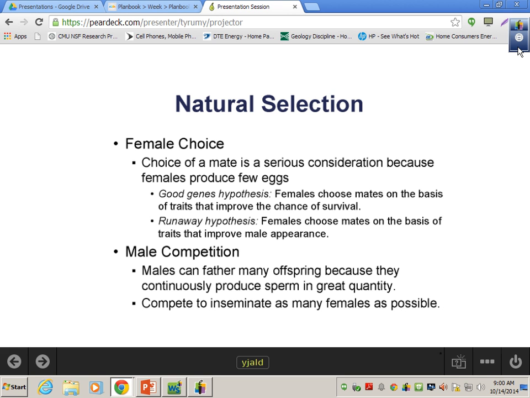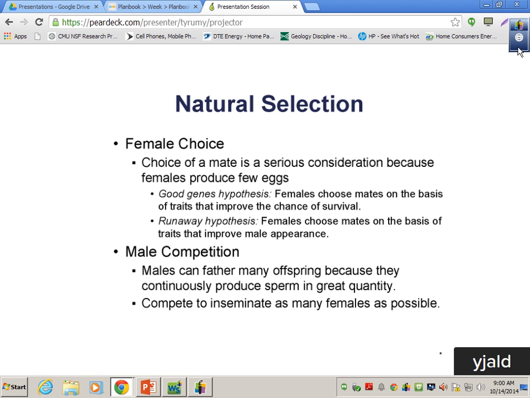Female choice. Choice of a mate is a serious consideration because females produce few eggs. When I say few, I mean only like 300 or 400,000. But if you compare that to a male who produces 4 million sperm a day, big difference, right?